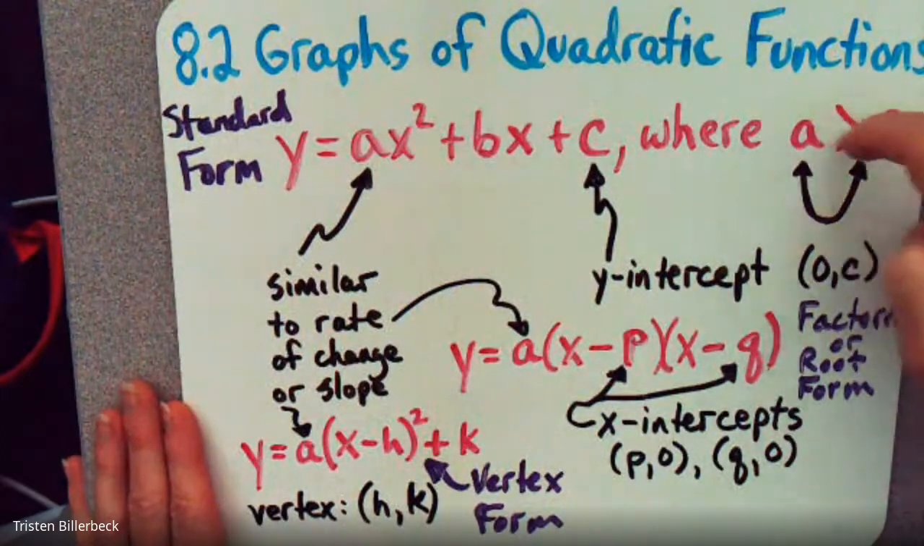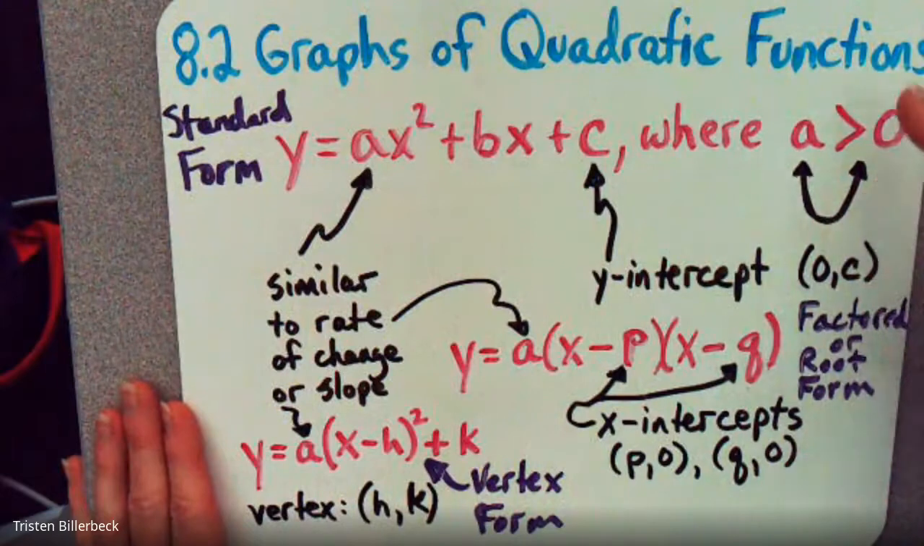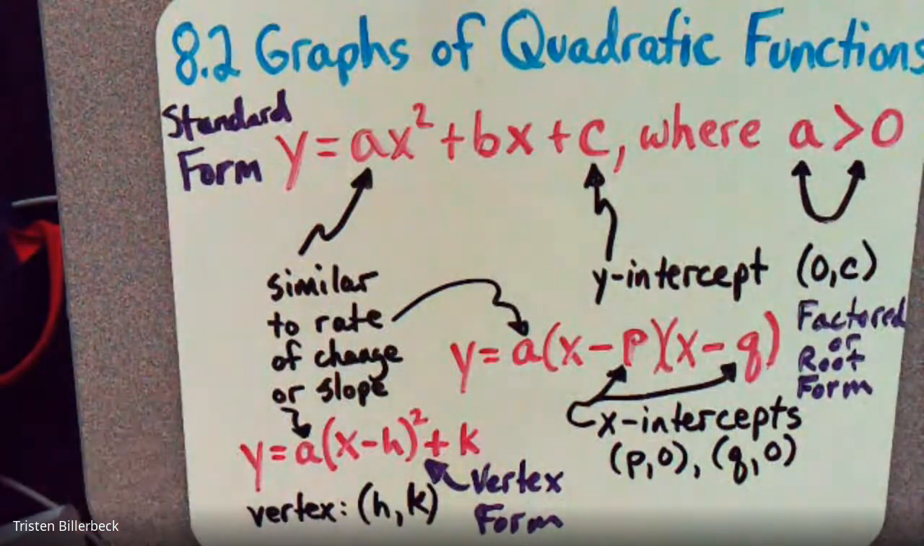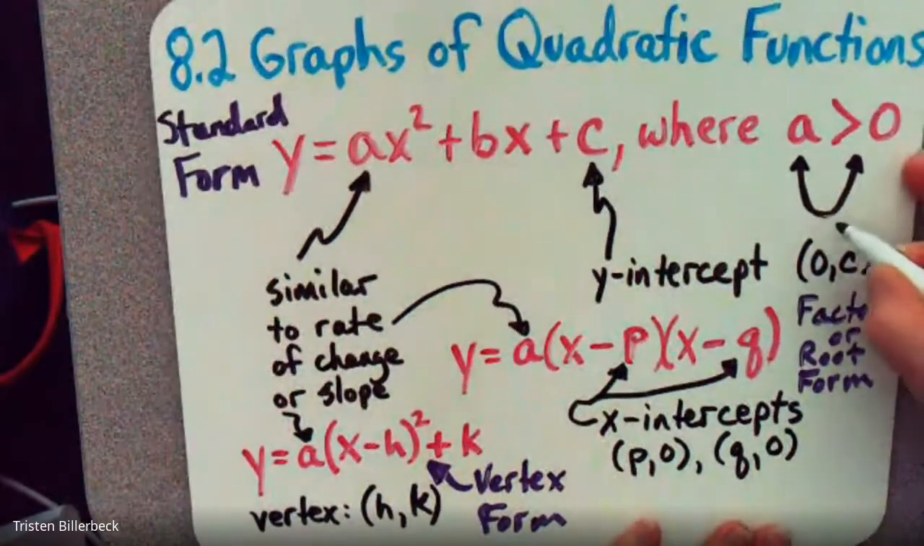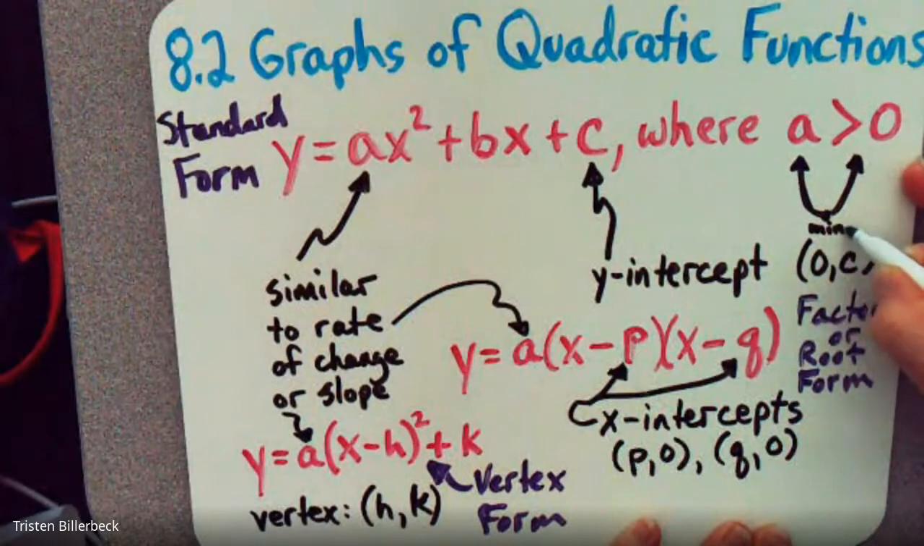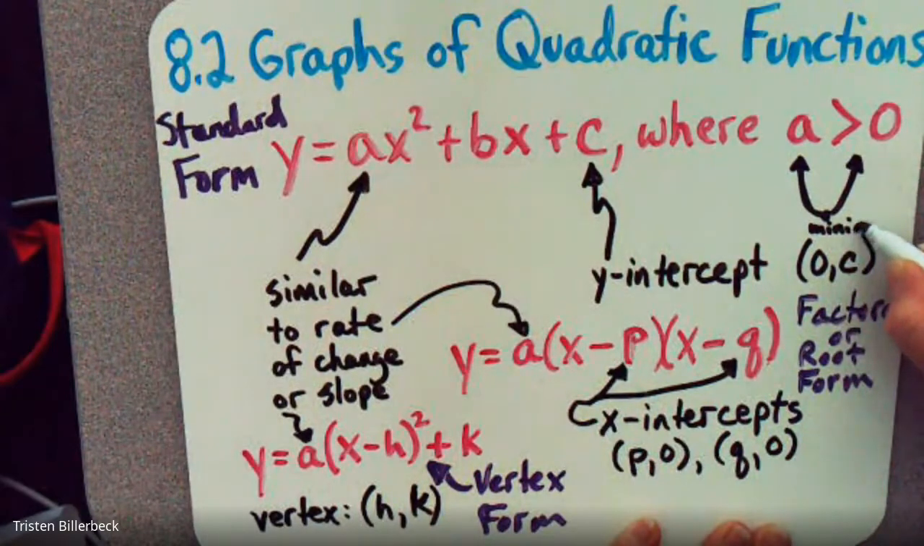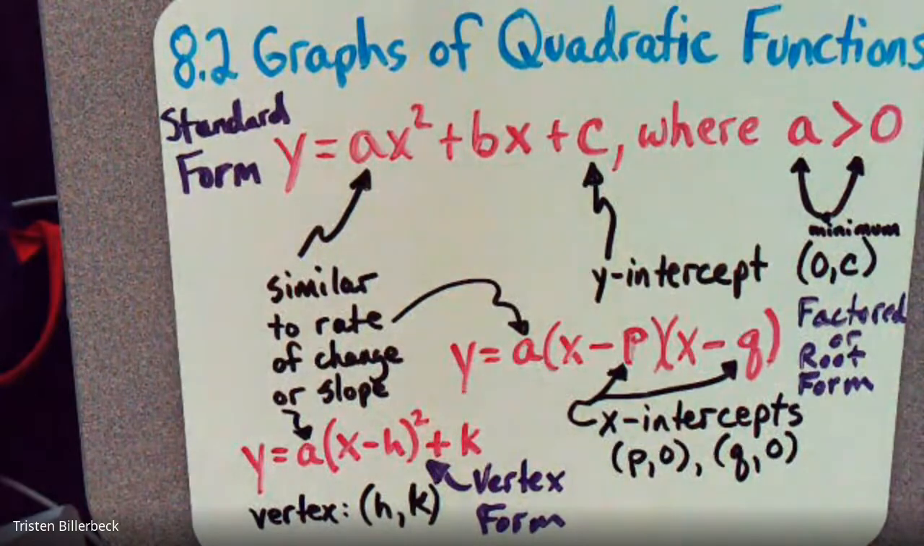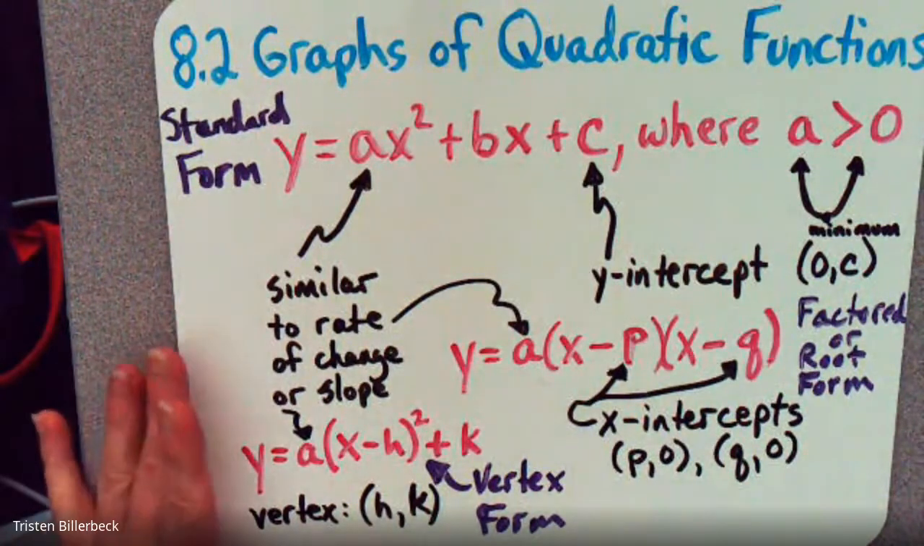If a is greater than 0, that means the parabola opens up, so it's going to have a minimum right there. There's going to be a bottom to the parabola, the lowest point, a minimum.